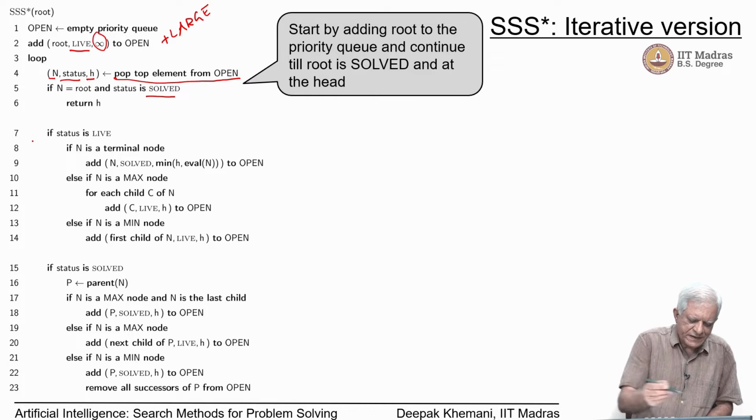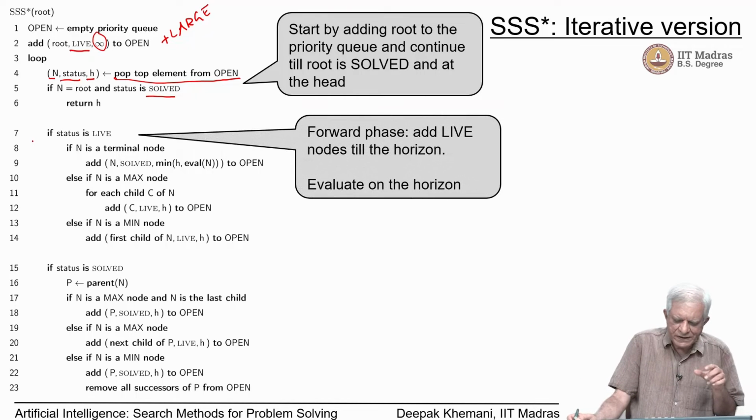Now we are entering the second part. We will look at this again in a bit more detail. In the forward phase, we add live nodes till we reach the horizon essentially.